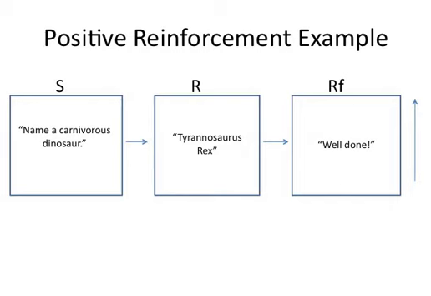Here's an example of positive reinforcement. The teacher provides a stimulus, "Name the carnivorous dinosaur." The student provides a response, "Tyrannosaurus rex." The teacher provides positive reinforcement, "Well done." The expression, "well done," is added and is likely to increase the future of this response in the presence of this particular stimulus.